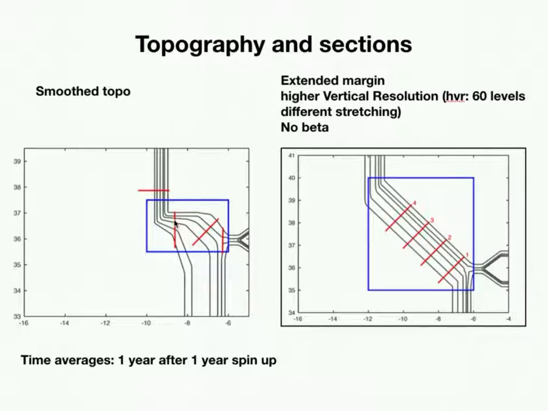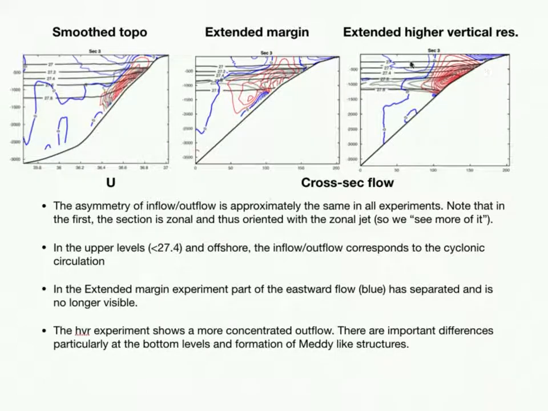I remember that the position of the sections is somewhat different. So in the smoothed topography, this section number 3 is actually zonal, whereas section number 3 here is not totally zonal. And since we have the early separation of the flow, we don't see as much inflow in the vertical structure here in the sections of the extended margin experiment.